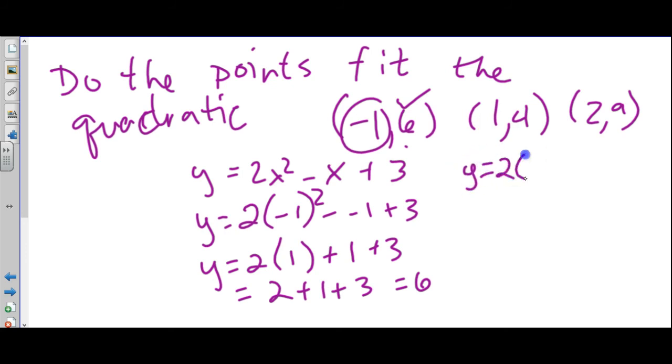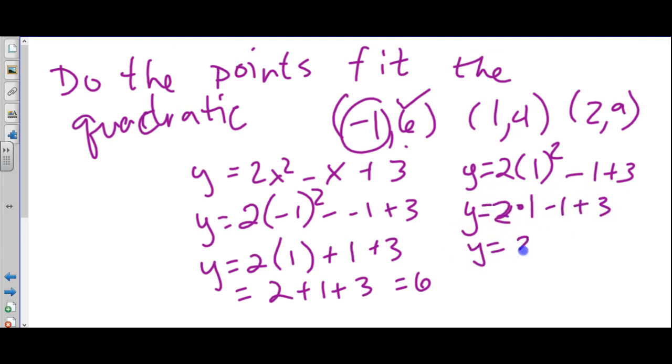Now we try plugging in 1. y equals 2 times 1 squared minus 1 plus 3. We simplify and hope we get 4. If we don't get 4, then no, these points do not fit the quadratic. One squared is 1, so 2 times 1 up front again. 2 times 1 is 2. 2 minus 1 plus 3 is 4. So that point checks out.